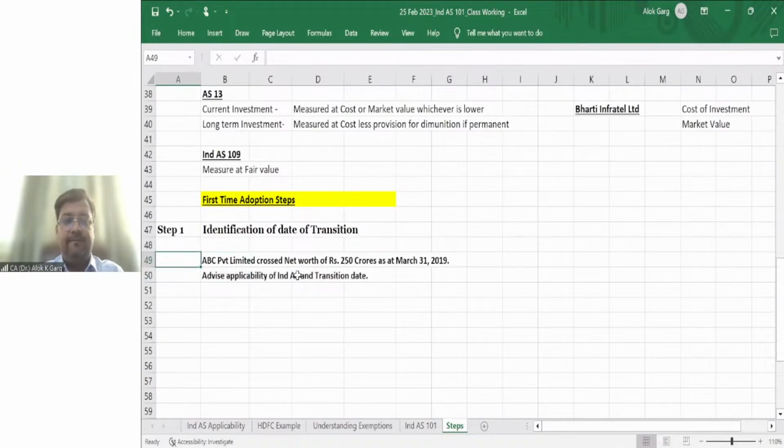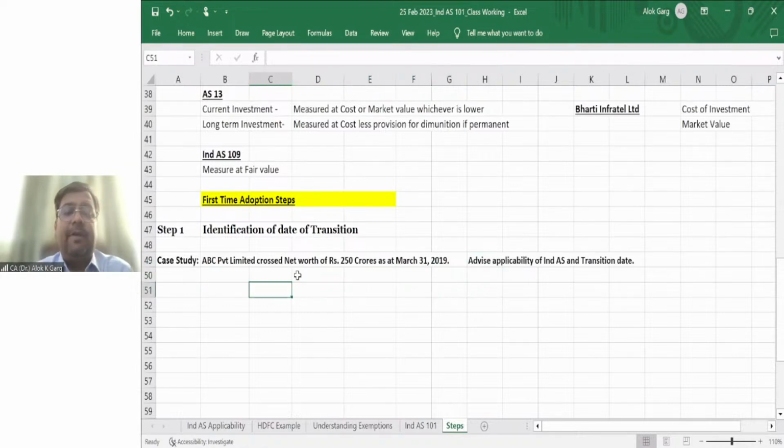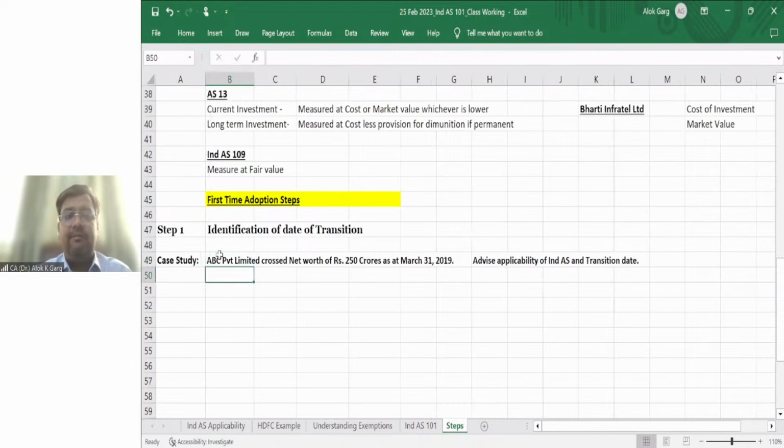Let's discuss this question. Okay. To understand the concept of transition date: ABC Private Limited crossed net worth of 250 crore as at 31st March 2019. Advise applicability of Ind AS and transition date. This is a private limited company and the net worth has crossed 250 crores on 31st March 2019. So tell me, Ind AS is applicable from which year? Ind AS is applicable from 1819 or 1920? So Ind AS will be applicable from which year? Tell me.